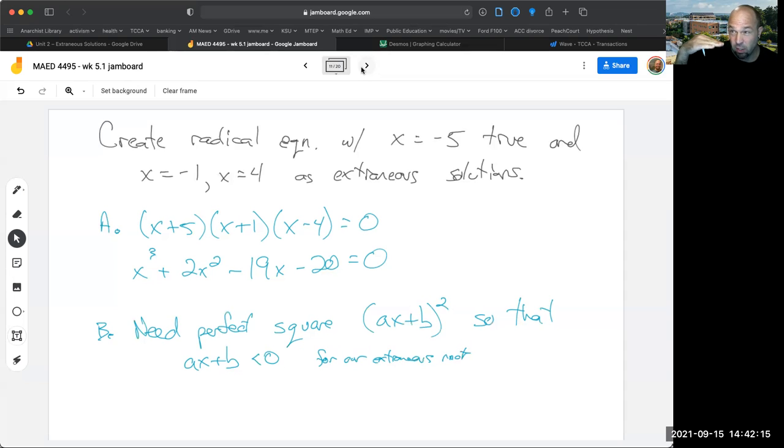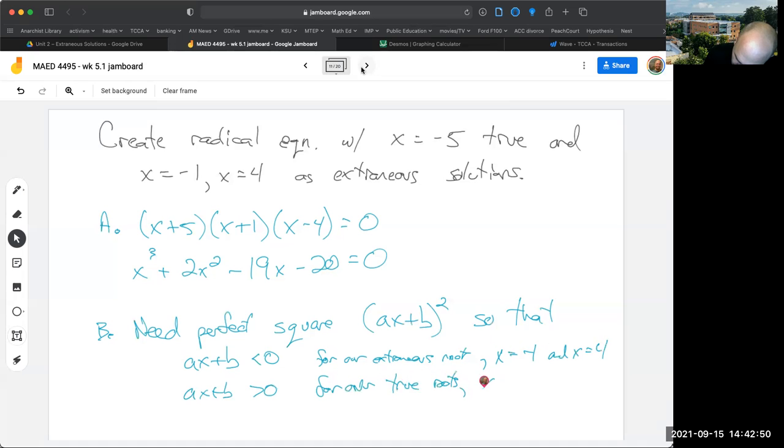Really think about what that means. That means the linear function, we're going to have a slanted function. We want it to appear in the negative y, in the bottom half of the coordinate system, because we know the square root function lives entirely above, right? So if my linear is below 0 for the places where we get extraneous roots, and in this case, x equals -1 and x equals 4, and we want ax plus b to be above 0 for our true solution, x equals -5.